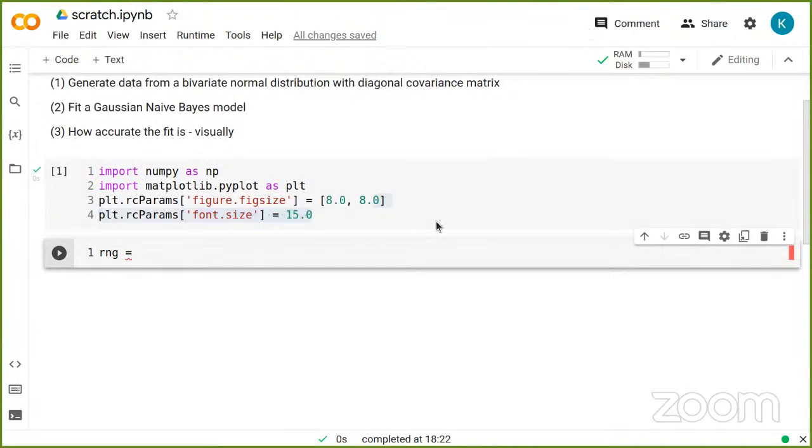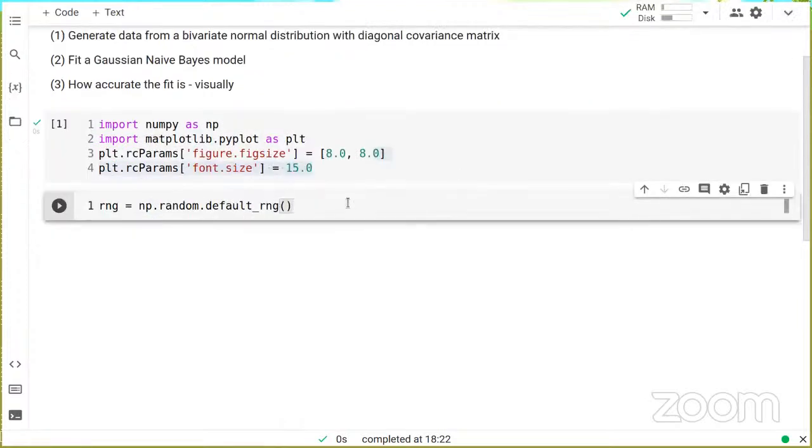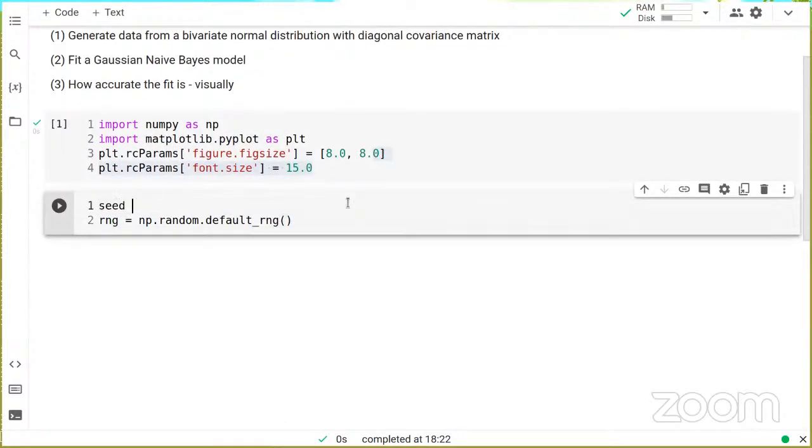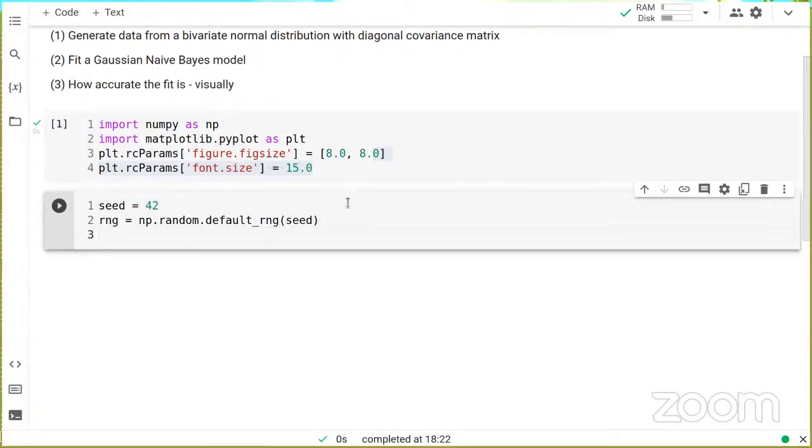Does anyone remember the process that we followed? I think we took np.random.default_rng. So we took this, and for reproducibility, we set a particular seed value, right?